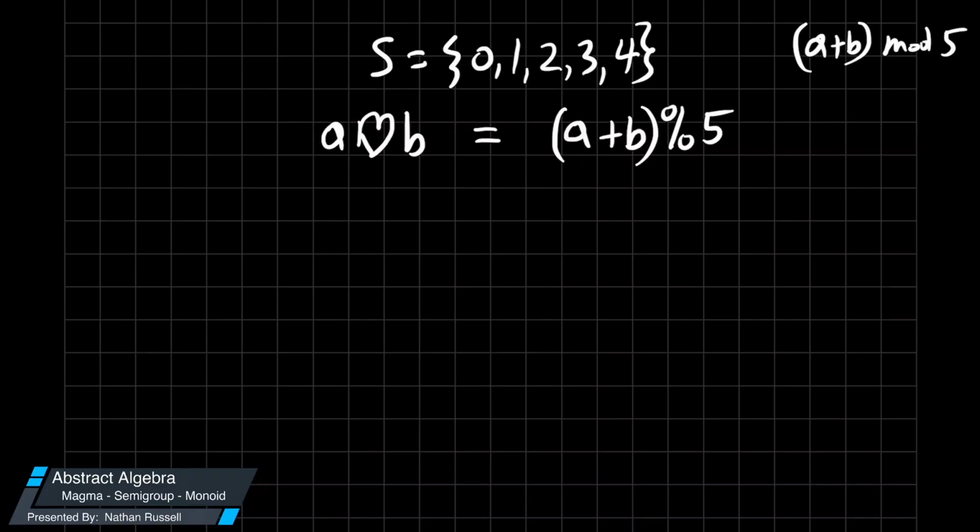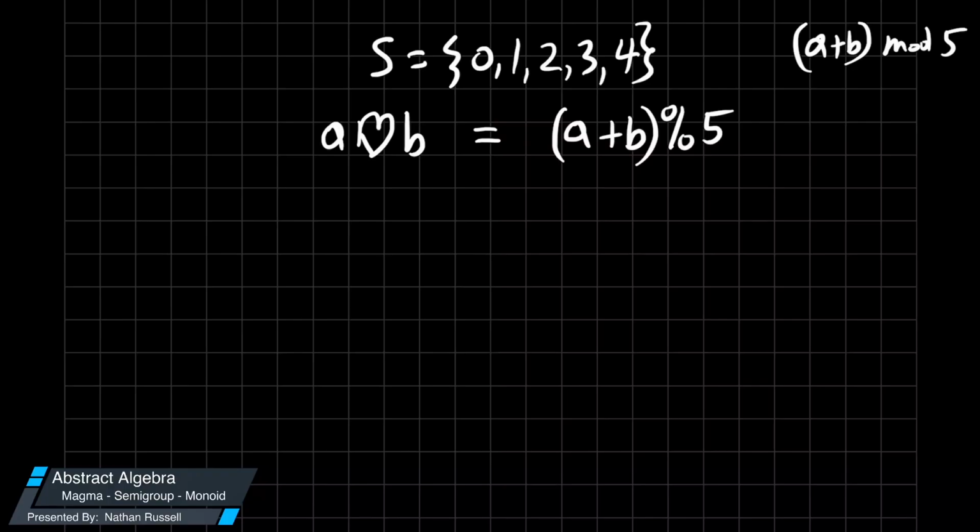So my operation heart, now remember, we don't have an operation heart. We don't have it on a keyboard. We don't do that in math class. I'm just saying operation heart. When you take two elements from the set S and you apply the heart operation, it effectively means that you add them together and then do mod 5 in the traditional arithmetic. So let's look at this.